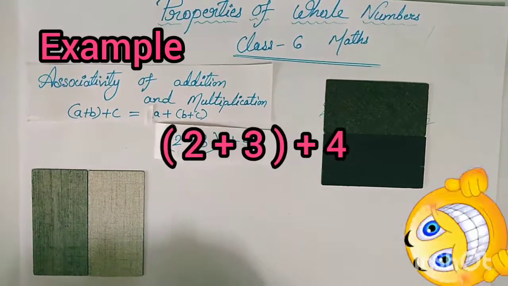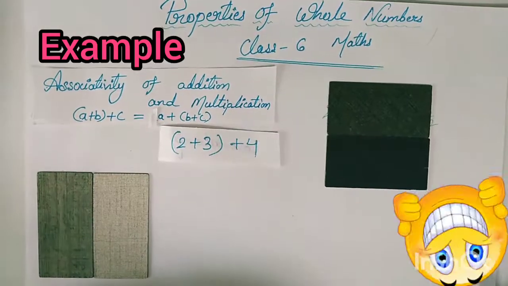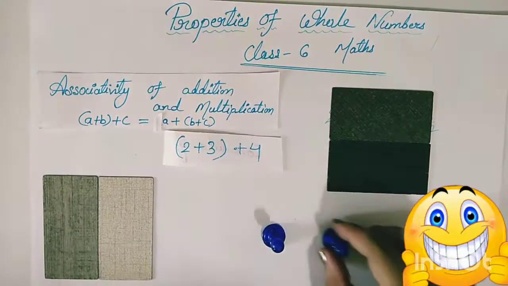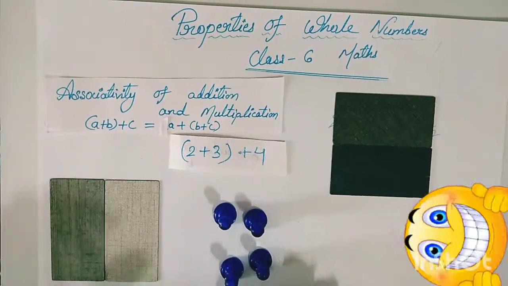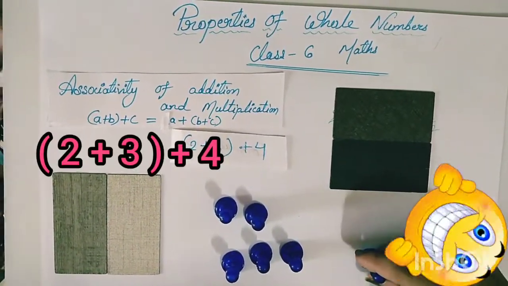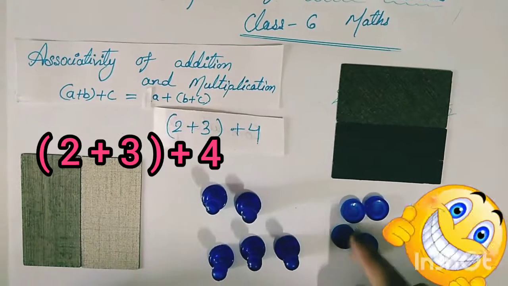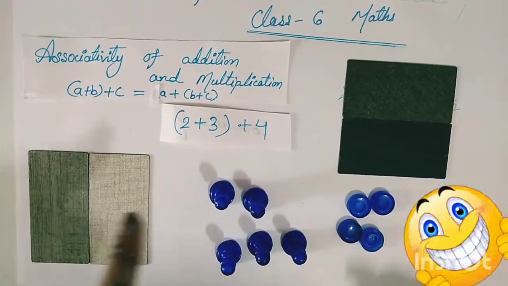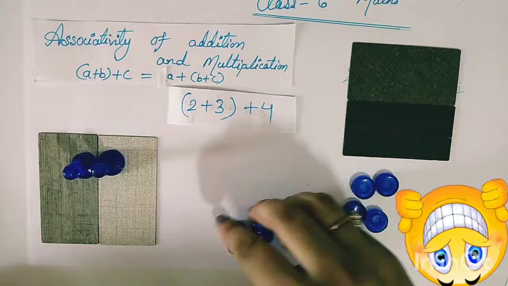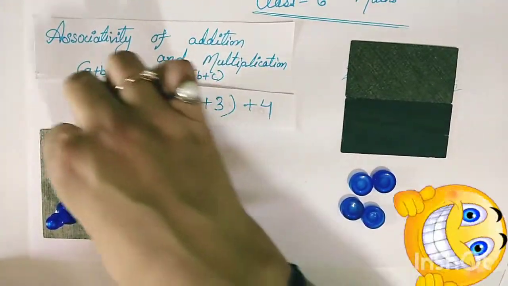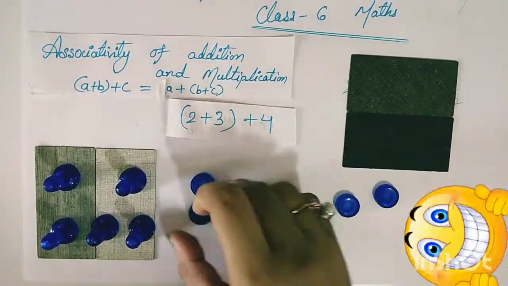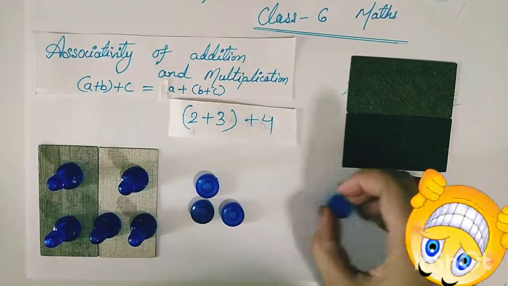Here I am taking one example, 2 plus 3 plus 4. Simply, I am taking here 2 and 3 and 4. I am taking 4 buttons. Write 2 in the box, and 3 is also in the box. Now what is left? 4. I am putting 4 here, 1 2 3 and 4.